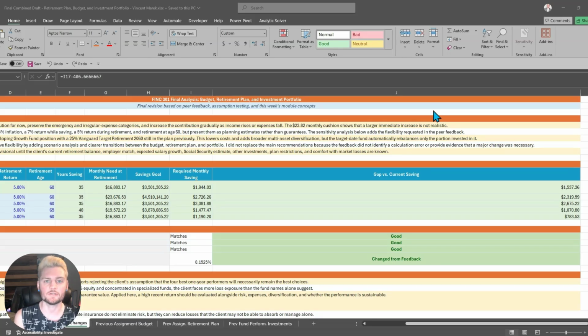I also evaluated my peer feedback and added a sensitivity analysis to show how different assumptions could affect the recommendations. And I put that here.